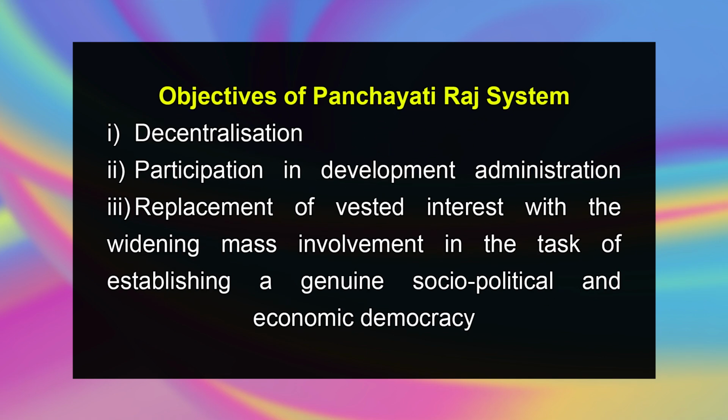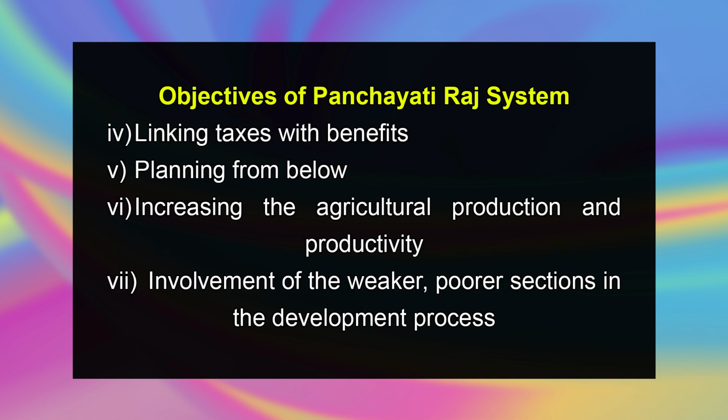The Panchayati Raj system, introduced in 1959, had some important objectives like decentralization, participation in development administration, replacement of vested interest with the widening mass involvement in the task of establishing a genuine socio-political and economic democracy, linking taxes with benefits, planning from below, increasing the agriculture production and productivity, and involvement of the poor, weaker sections in the development process.